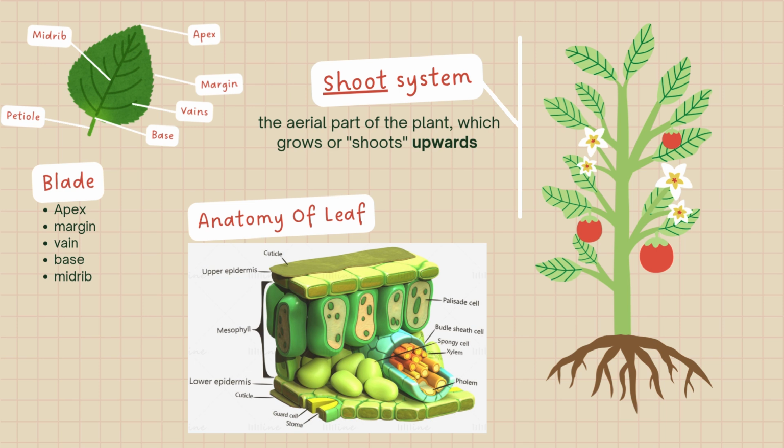The second last one is vascular bundles, which contain xylem and phloem for transporting water, minerals, and food, also known as nutrients. And the last one is stomata and guard cells, which support photosynthesis and control gas exchange and water loss from the leaf. So I think that's all.